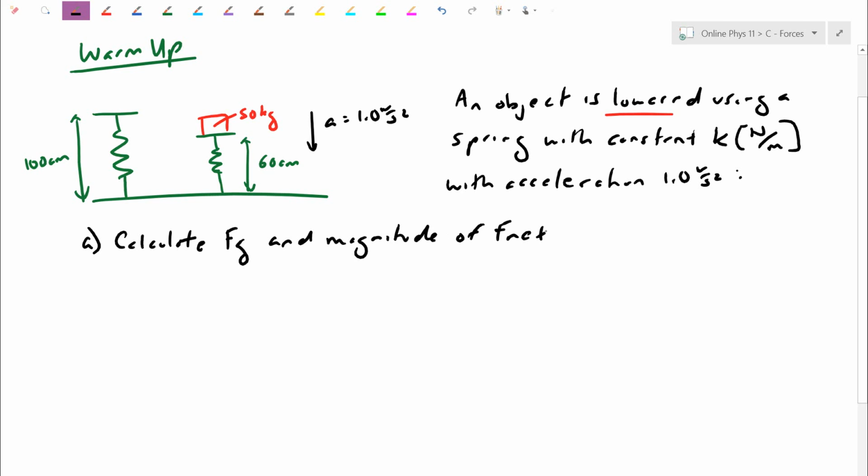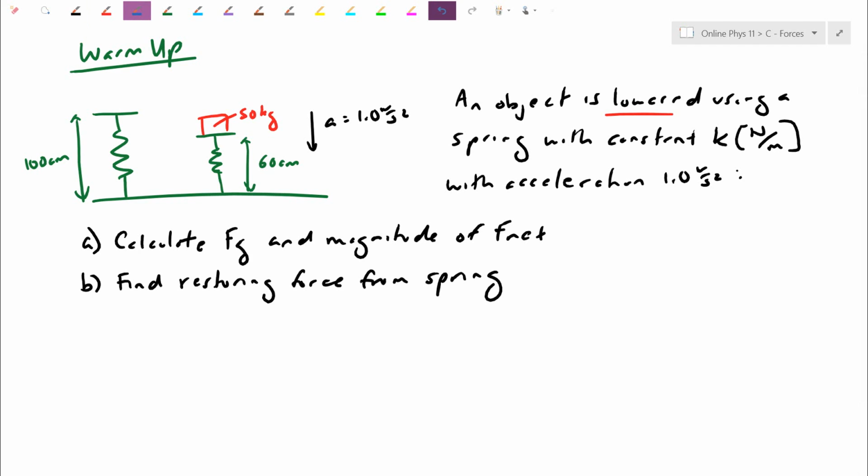I could have just said calculate FG and calculate F net. We'll talk about that in a second here. And then in part B here, I want you to find or determine the restoring force from the spring. Right? So again, if you can try it out for yourself, just pause the video. You can unpause it and you can give it a go afterwards.